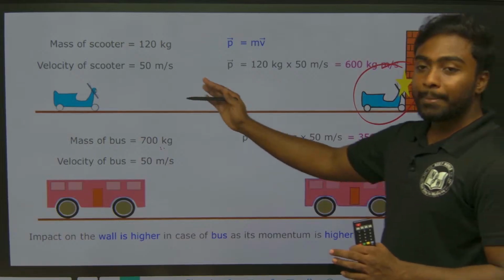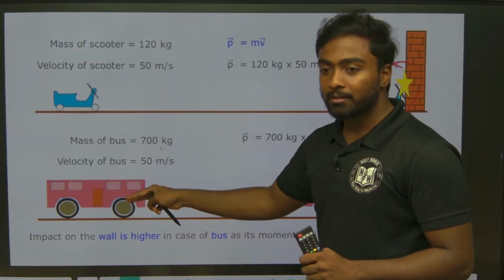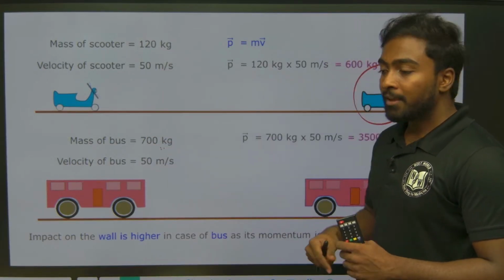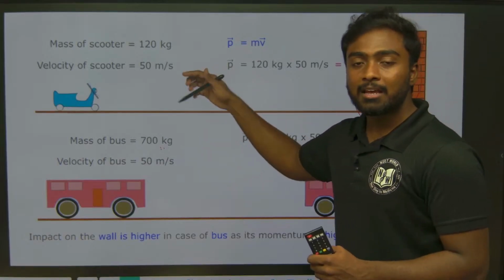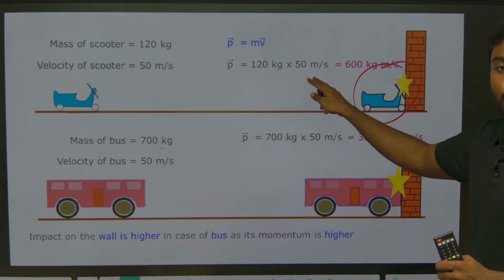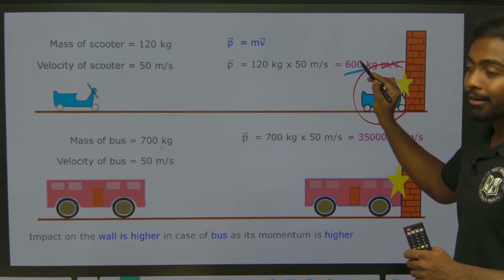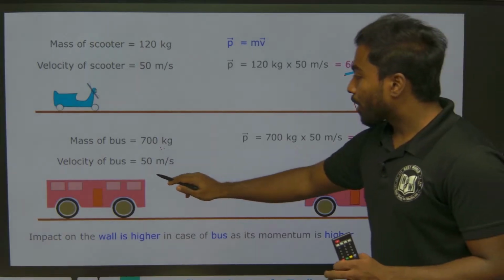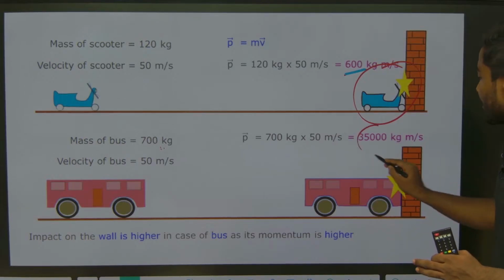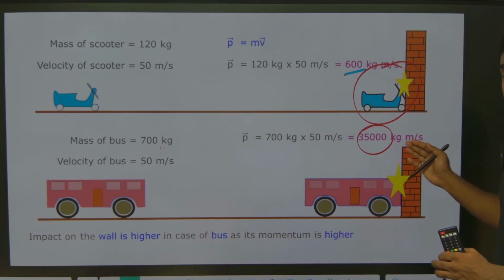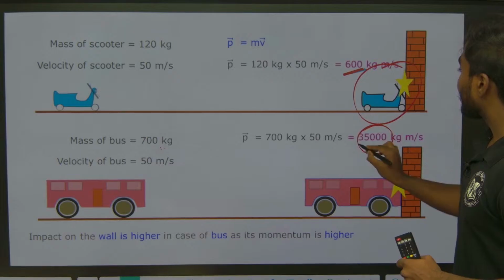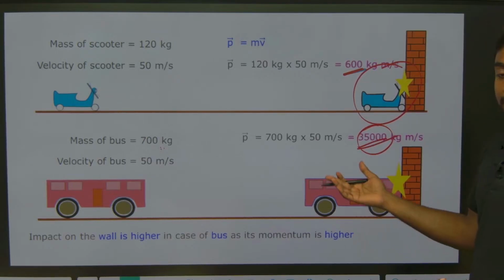We have compared two examples, the scooter and the bus, going with the same velocities but having different masses. When mass increases, momentum increases, right? For the scooter, the momentum is 120 kg into 50 meter per second, so we got 6,000 kg meter per second. For the bus, it is 700 kg into 50 meter per second, which is 35,000 kg meter per second. So the impact will be more for the bus. Here it is 6,000, here it is 35,000, so obviously it is more, no?